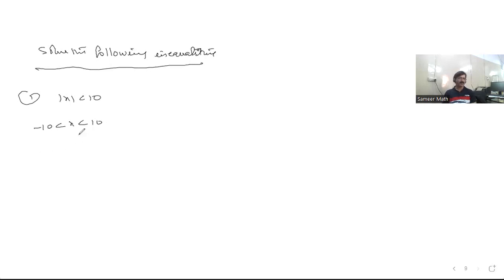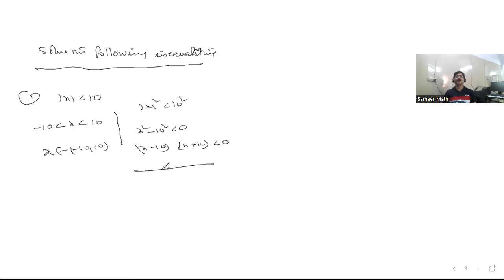Direct, just write it, brother, it will be like this. Right, what is the answer? Minus 10 to 10. Okay, not followed? Do one thing. Mod x square is less than 10 square. So x square minus 10 square is less than 0. (x minus 10)(x plus 10) less than 0. On the number line, minus 10, 10, connect, no, yes. Right, like this, minus 10 to 10. So this is best. This is really best now.